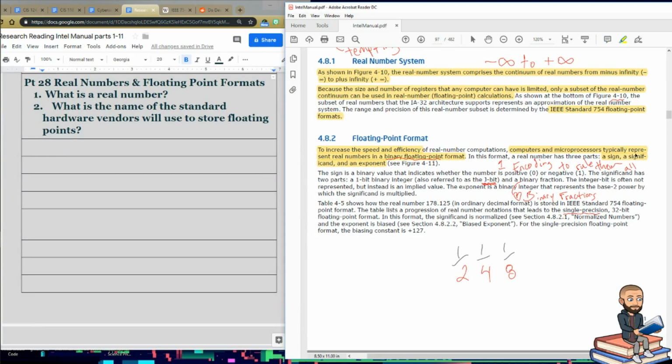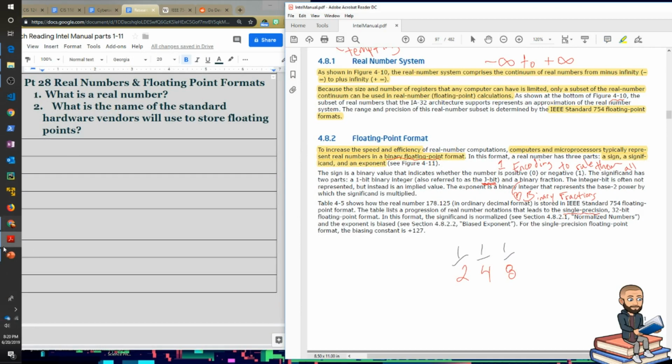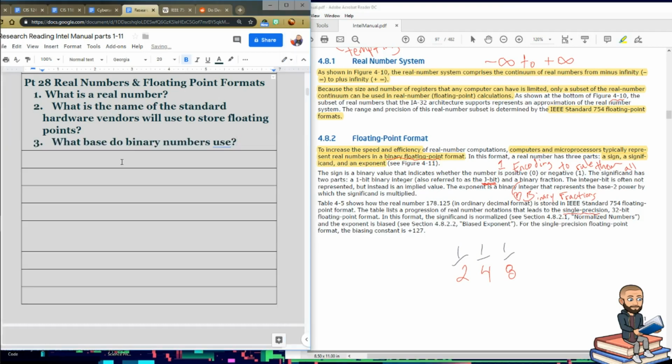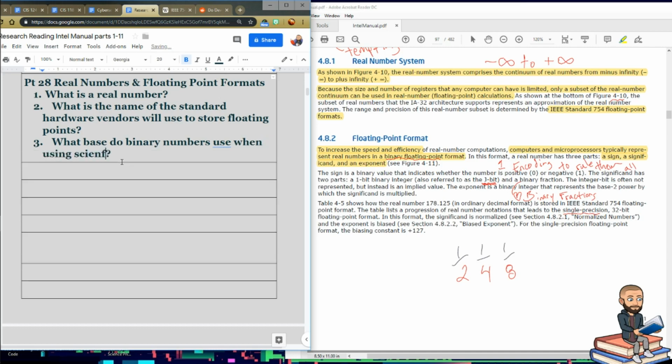When the Intel manual says significand, that was the 1, 2, 3 number we're just looking at. But then the exponent, we were just looking at 10 to the 15. 15 is the exponent. 10 is the base. But we know that with binary numbers, we're talking about base 2. So let's just write that down. What base do binary numbers use when using scientific notation, I should say.